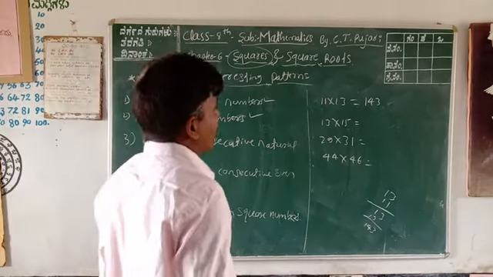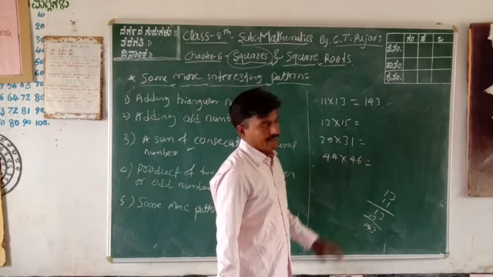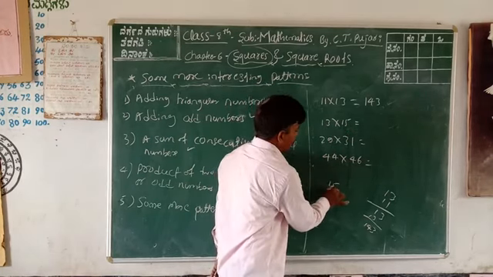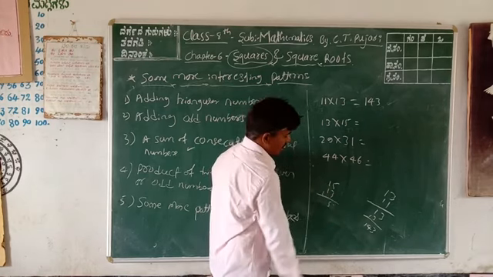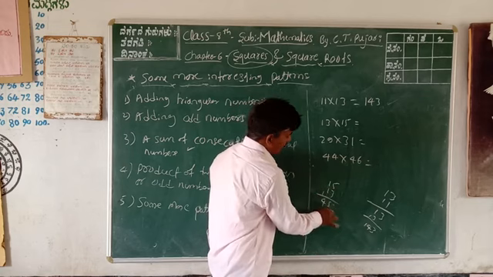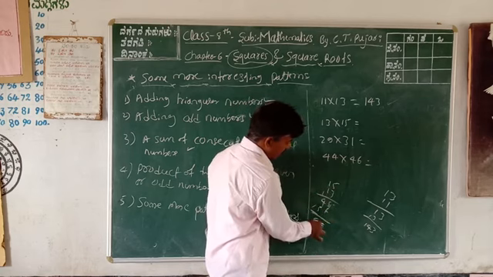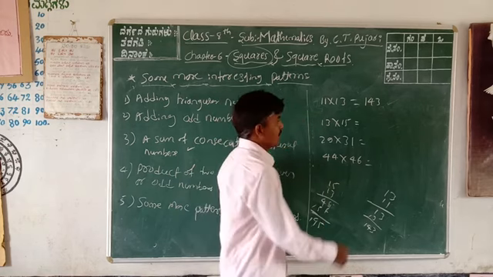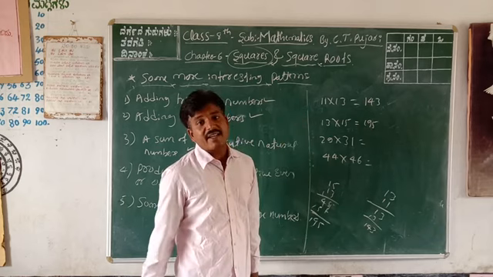143 is not a square number, no problem. Next, 13 into 15. 3 fives are 15, 3 ones are 3 plus 5 is 8, 1 plus... therefore 195. Again, 195 is not a square number.